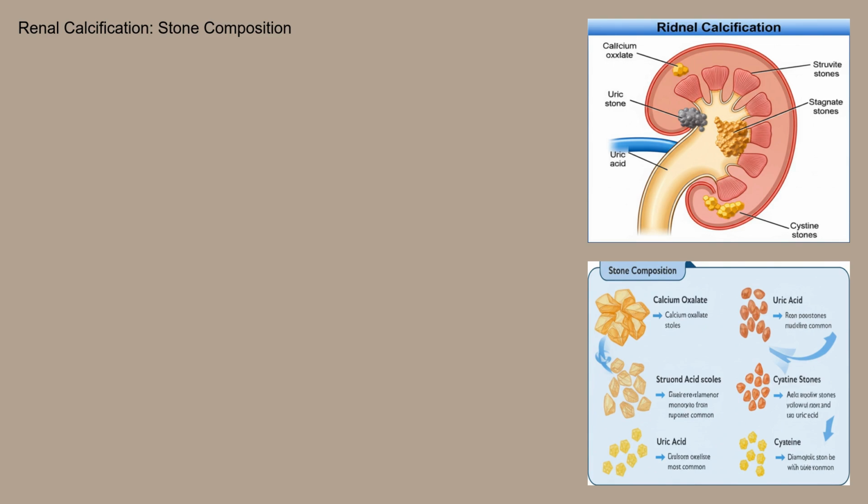Renal calcification can be classified based on the composition of the stones. The most common type is calcium stones, which account for about 80% of all kidney stones. These are further subdivided into calcium oxalate stones and calcium phosphate stones. Other types include struvite stones, which are often associated with urinary tract infections, uric acid stones, which are more common in people with gout or high uric acid levels, and cystine stones, which are rare and occur in people with a genetic disorder called cystinuria. Knowing the type of stone is important because it can guide treatment and prevention strategies.